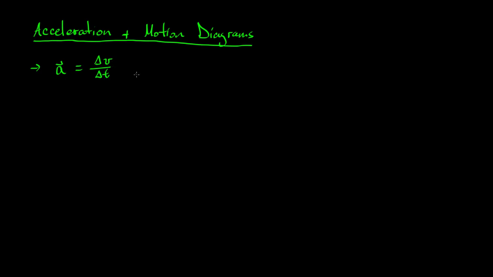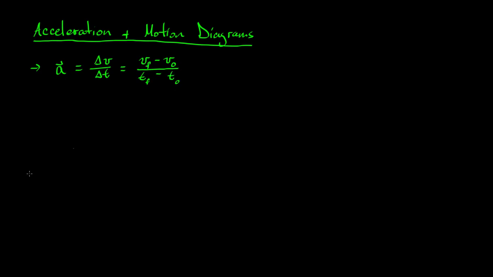So remember that any change is going to be the final minus the initial. So this would be like the final velocity minus the initial velocity. And then on the bottom, we'll get the same thing, so the change in time, which would be the final time minus the initial time.